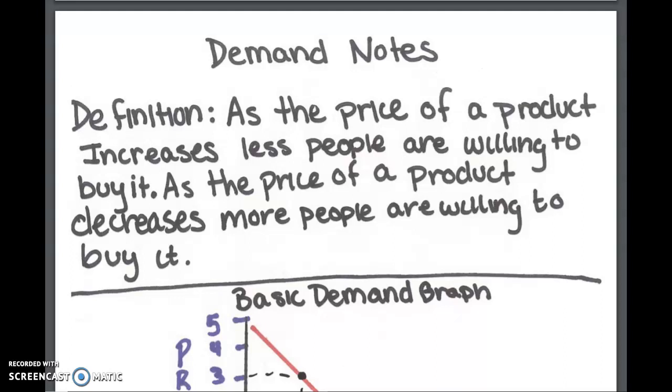It's how much of a product people are willing to pay for. What is the demand for a product means how many people are willing to buy that product at different price points. So as the price of the product increases, fewer people are willing to buy it. And as the price of a product decreases, more people are willing to buy it.